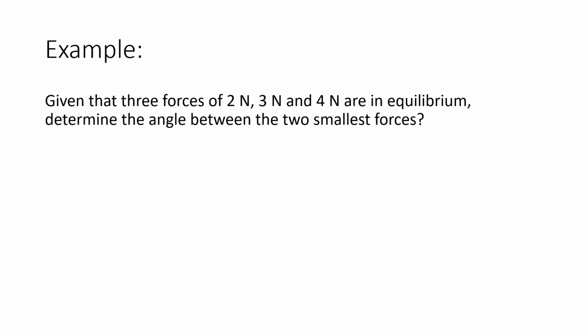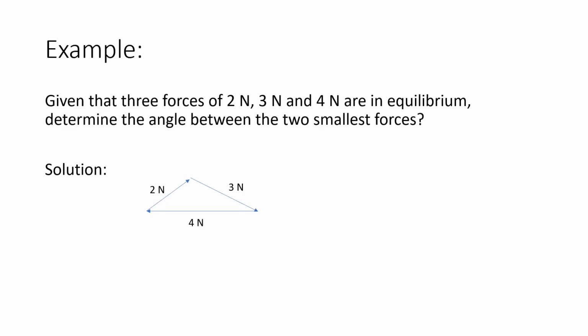Now, let's go back to the previous example. If we had the forces of 2 newtons, 3 newtons, and 4 newtons in equilibrium, let's figure out what the angle would be between the two smallest forces. Now, there's a little bit of a twist ending at the end here that might surprise some of you. So first we'll draw the diagram. We've got 2 newtons, 3 newtons, and 4 newtons.